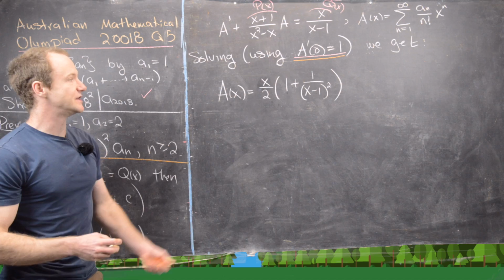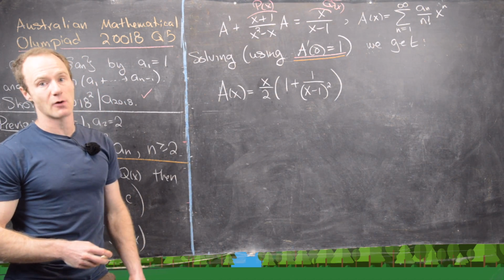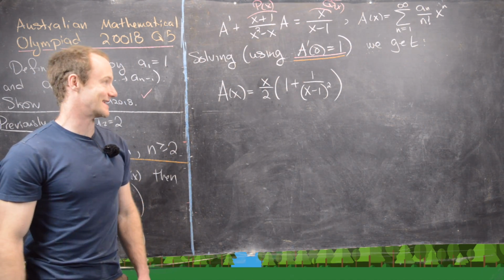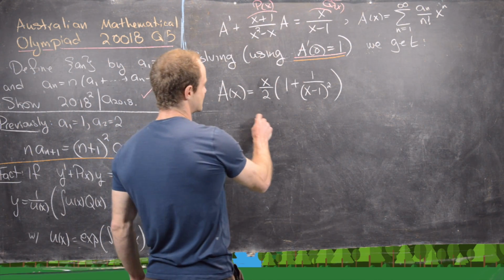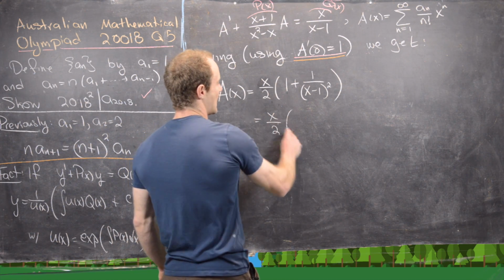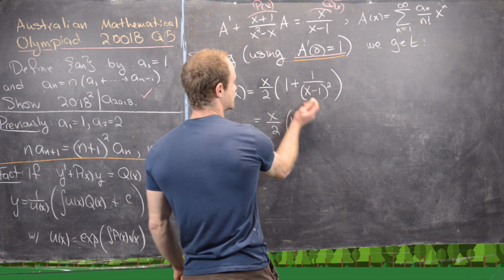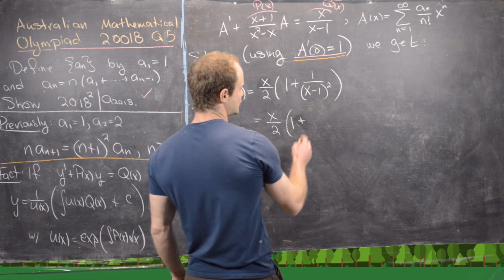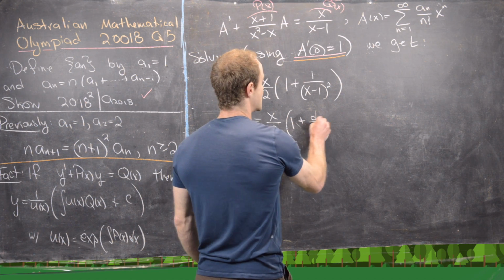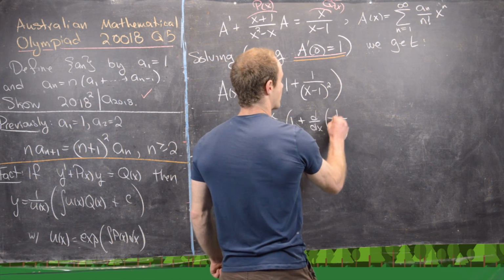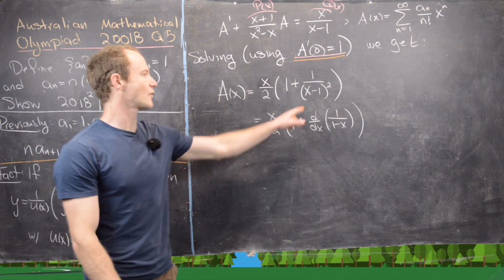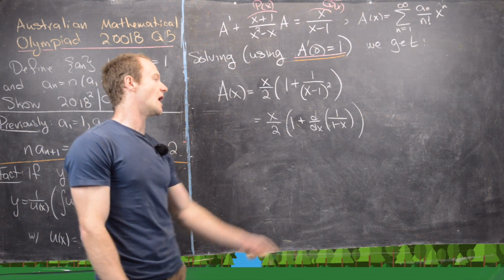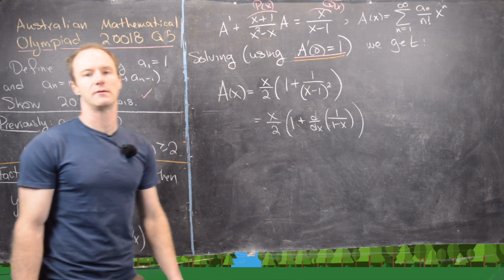Okay, now what I want to do is re-expand this as a power series in order to gain a closed form for these a_n's. So let's see if we can do that. So this is going to be x over 2, and then we're going to have 1 plus. Now this might look kind of harder to expand, but notice that that is just equal to the derivative of 1 over 1 minus x. Along the way, we used that (x minus 1) squared is the same thing as (1 minus x) squared, which allows you to see this derivative a little bit easier.